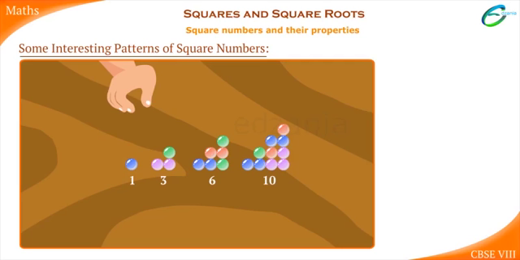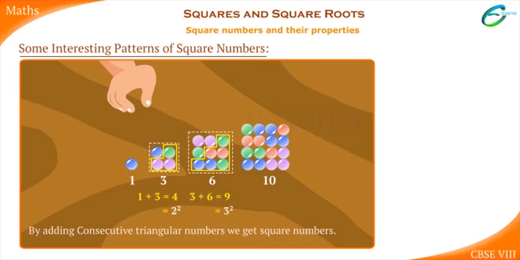By attaching one marble to the second triangular pattern, we get a square. By adding 1 and 3, we get 4. 4 is nothing but the square of 2. Similarly, by attaching the second triangular pattern and the third triangular pattern, we get a square. So by adding 3 and 6, we get 9. 9 is nothing but the square of 3. If we combine two consecutive triangular numbers, we get a square number.